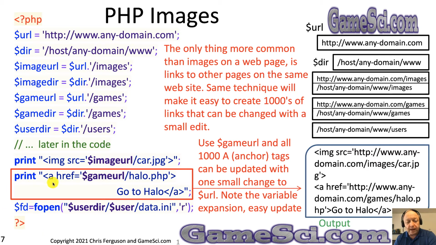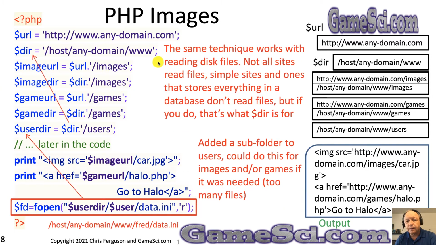I'm going to print a href. There's my anchor tag that will link to another page in this website. $game URL is built out of this variable in the games folder, and this variable right here, my main website address, and I'll link to that address. If you go over here under the output, you'll see it expanded out the domain name. It used the games folder, and it's linking to this file. A simple update to this variable or that variable will allow me to change every link on my website.